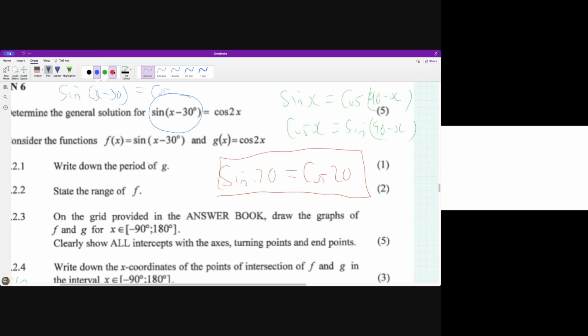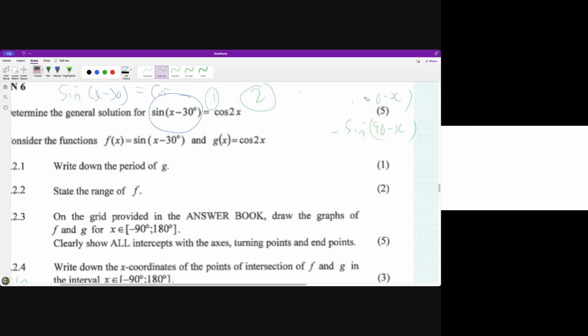Or if you'd like to, you could also rewrite the cos as a sine. So would you prefer that? Should we have a vote? 1 if you want to change to cos, 2 if you want to change to sine. I will let the audience decide. So 1 is change everything to cos, 2 is change everything to sine. Which one would you prefer?